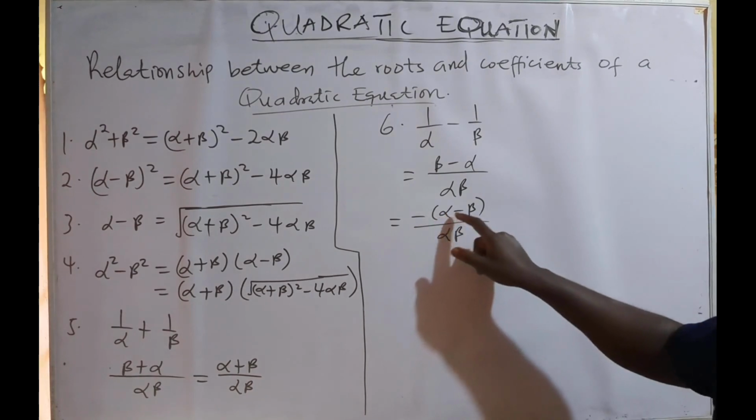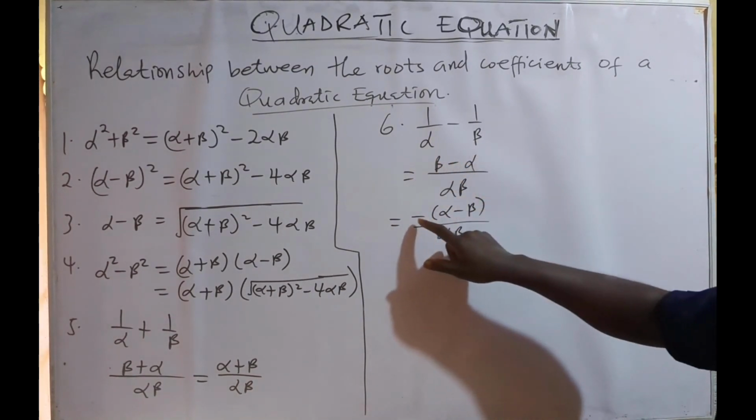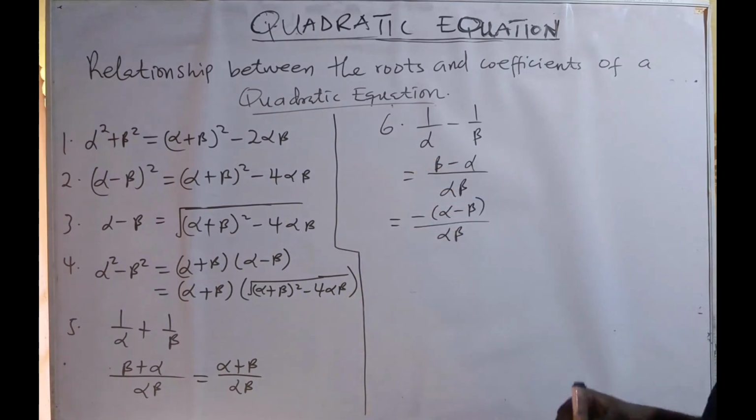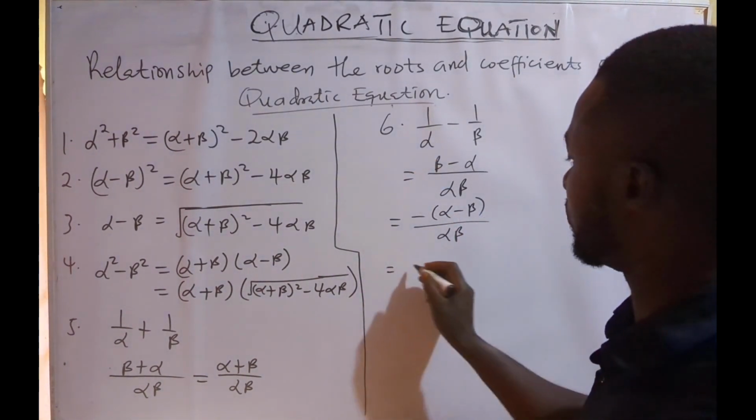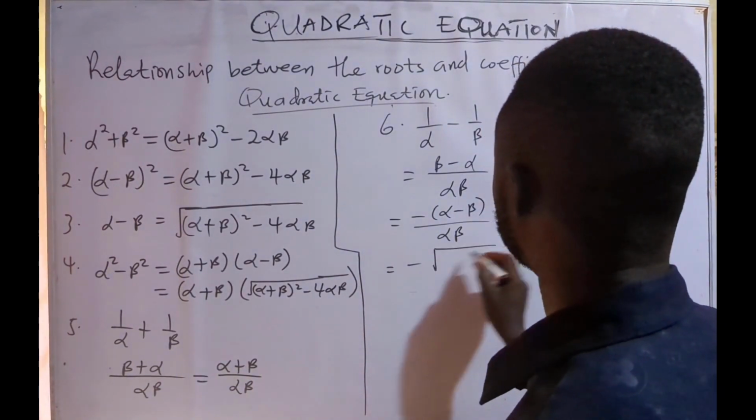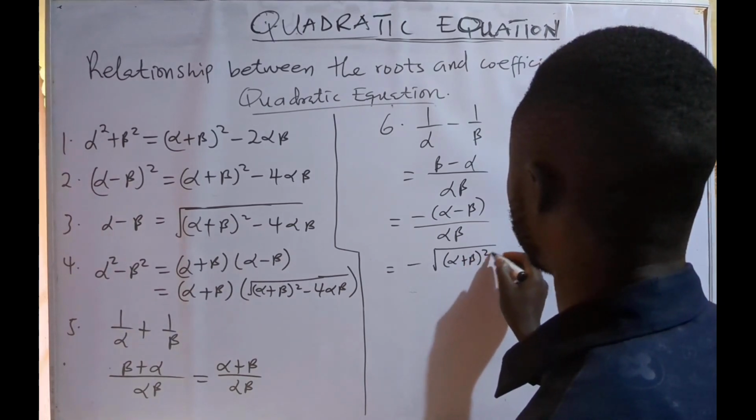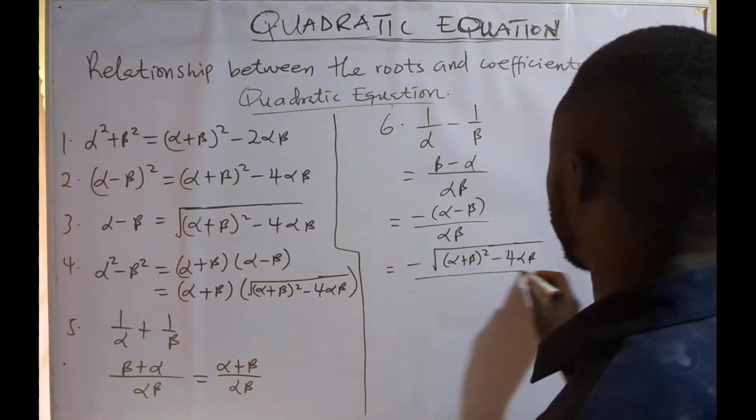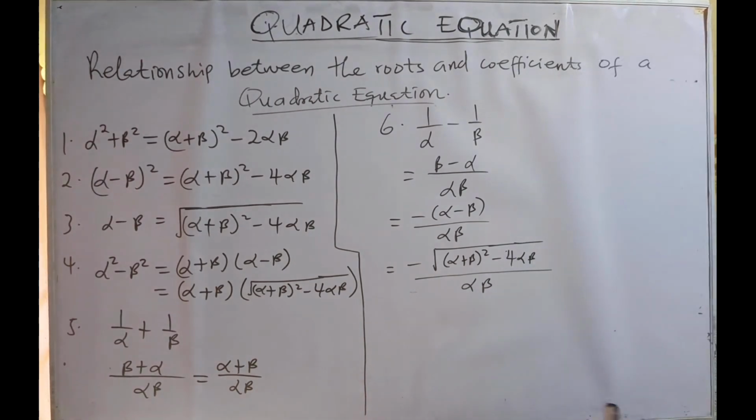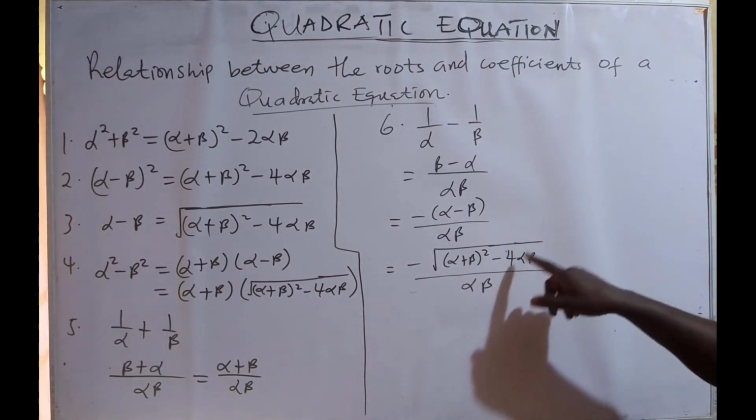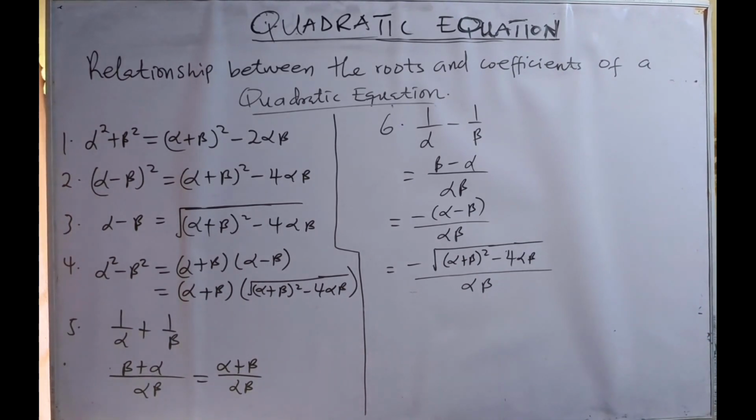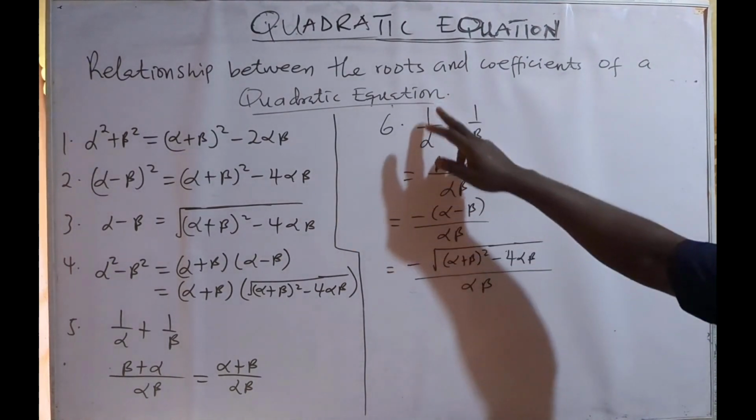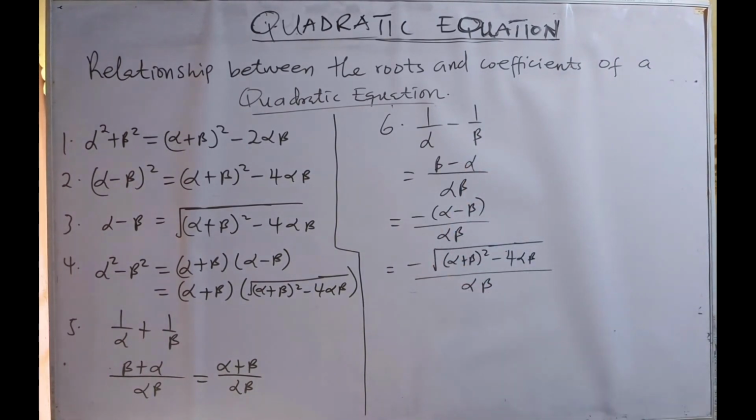So minus into bracket alpha minus beta is the same as beta minus alpha. Minus times alpha will give minus alpha. Minus minus will give me positive beta. Okay, but at the end of the day, what is alpha minus beta? That is square root of alpha plus beta all squared minus 4 alpha beta, all divided by alpha beta. So now we can have our alpha plus beta all squared minus 4 alpha beta, and we can have our alpha beta. With this, we can solve this. Alright, so 1 over alpha minus 1 over beta can give us this.